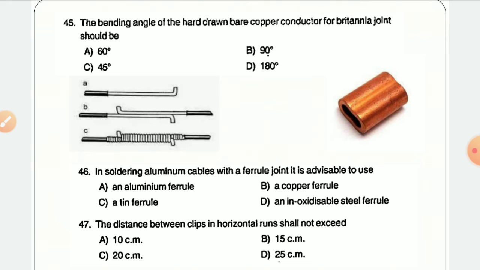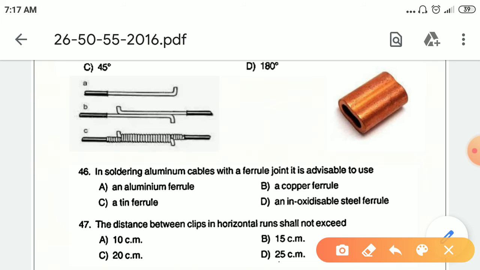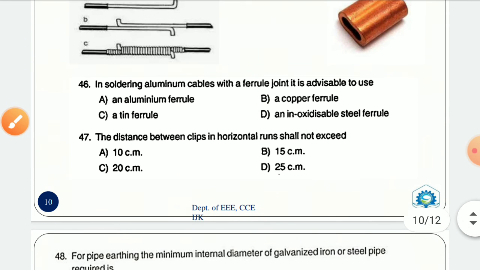A copper ferrule is normally used for joining or for soldering the aluminium cables. So the answer for the ferrule joint is option B. A copper ferrule joint is used for joining or soldering the aluminium cables. Okay. So let's move on to the next question, question number 47.